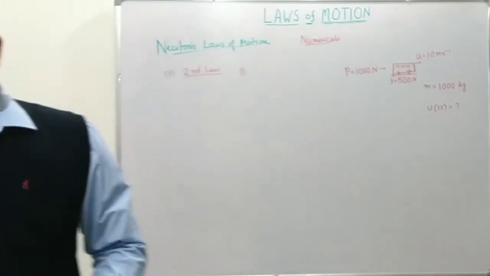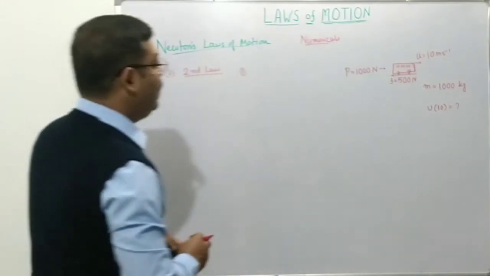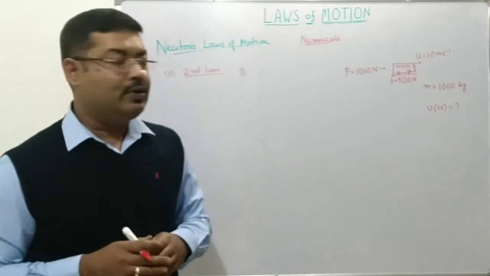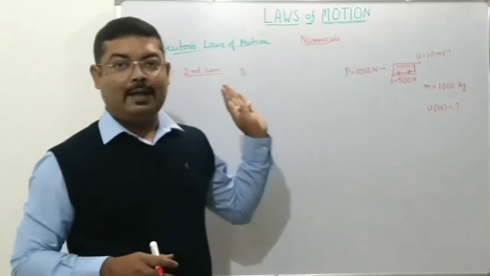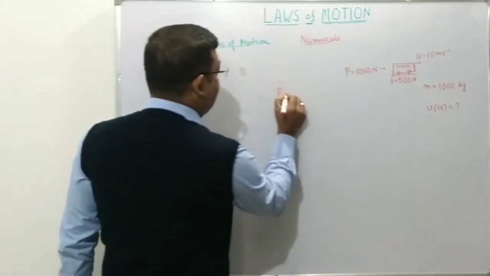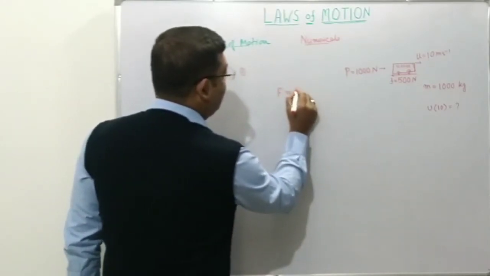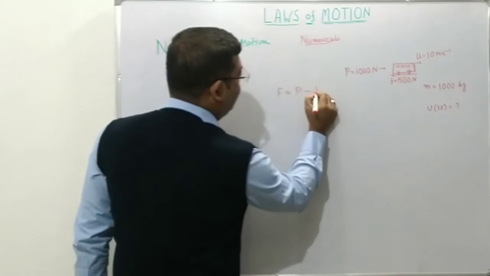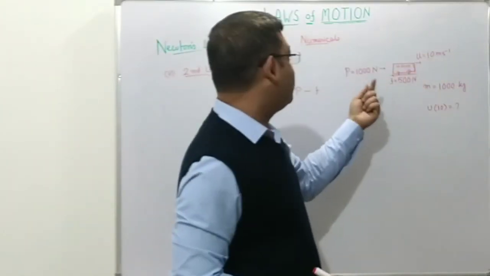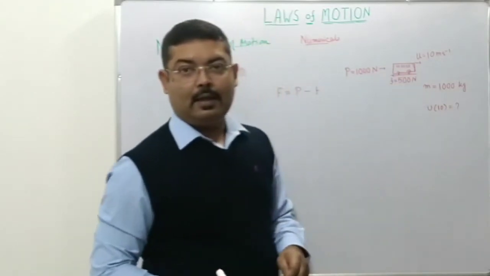Okay, so to do that, first of all, we need to find the applied unbalanced external force, the net force acting in the direction of the motion, which is clear: it must be equal to P minus F. P is acting towards the right, friction is acting towards the left, so the net force will be this minus that.